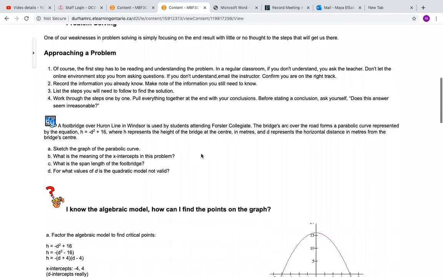For example, a footbridge over Huron Line in Windsor is used by students attending Forrester Collegiate. The bridge's arc over the road forms a parabolic curve represented by the equation h equals negative d squared plus 16, where h represents the height of the bridge at the center in meters, and d represents the horizontal distance in meters from the bridge's center.